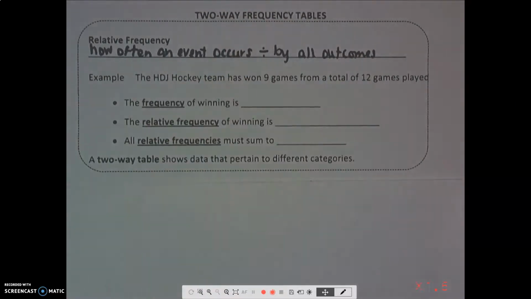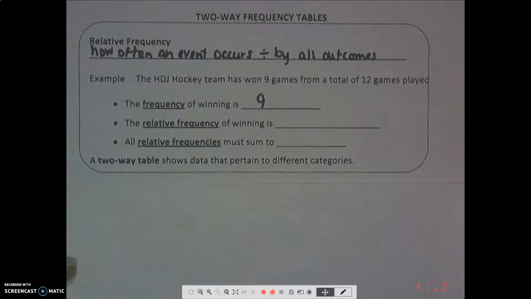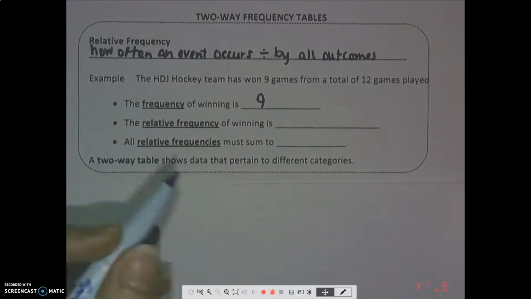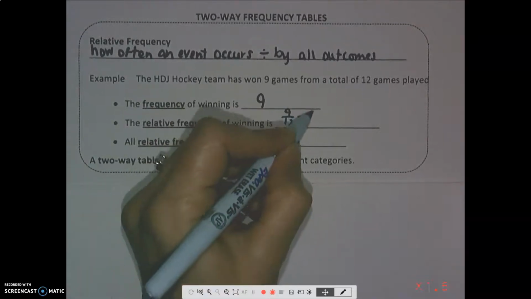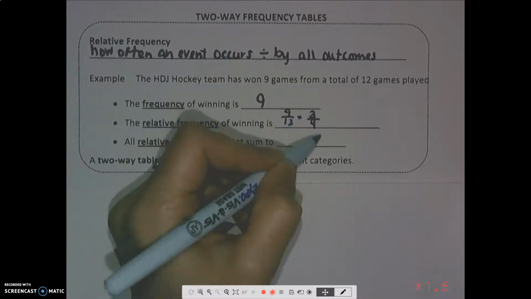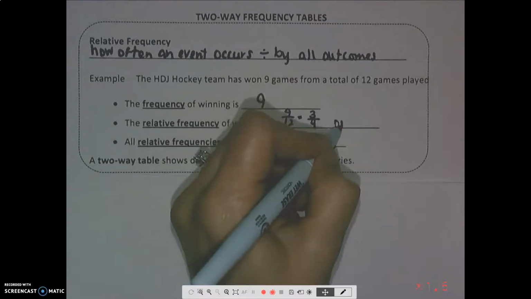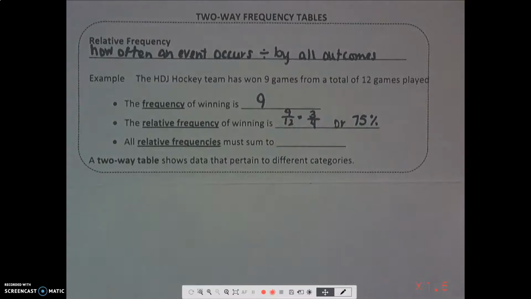So let's take a look at an example. It says the HDJ hockey team has won 9 games from a total of 12 games played. So the frequency of winning is 9. That's the number of times that they've actually won. The relative frequency of winning is 9 out of 12, which could be reduced to 3/4. So if it just asks for relative frequency, you could write that 3/4. You could also make that be a percentage. So that would be 75%.